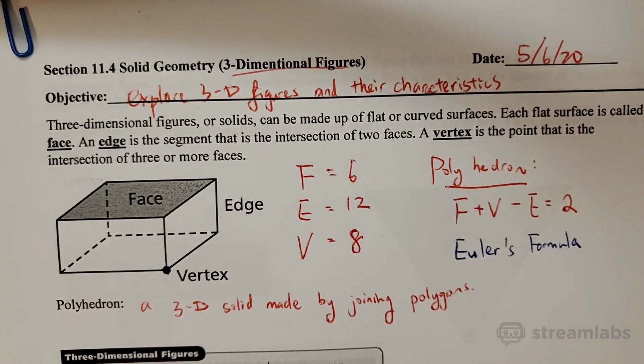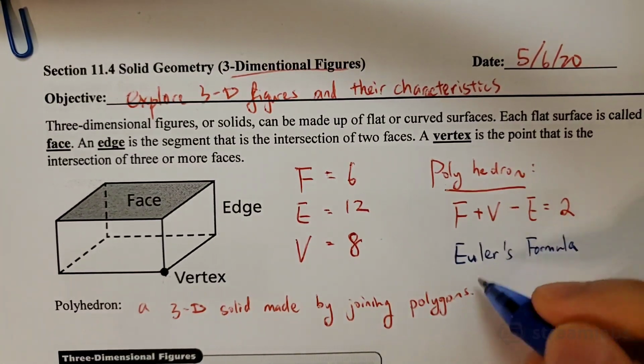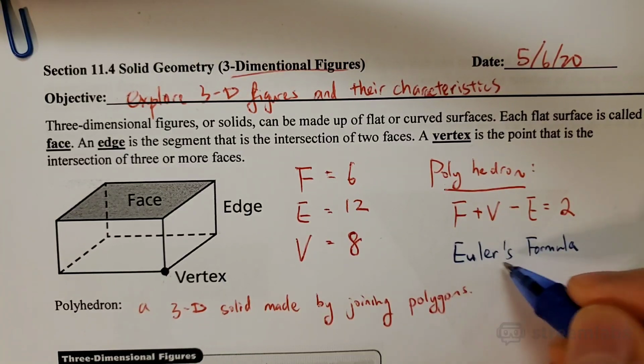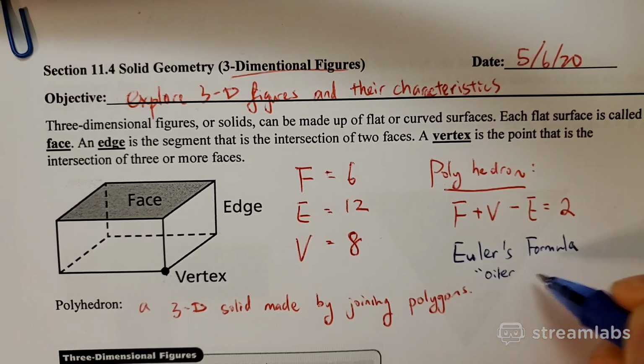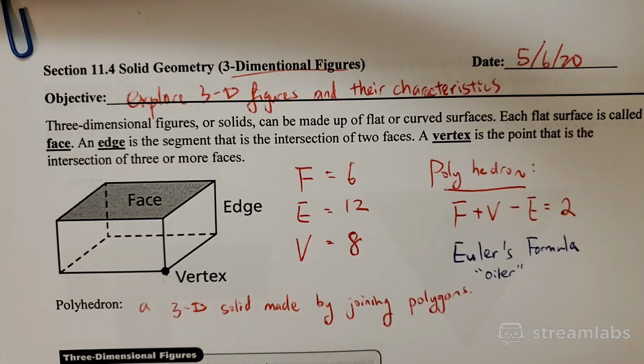This Euler guy will appear again in calculus, but don't call him Euler. Call him Euler. Okay, Euler. Okay. If you call him Euler, people know that you don't know math. Okay. If you call him Euler, then mathematicians will respect you for that. Okay. Name is Euler, not Euler. Okay. Euler. Okay.